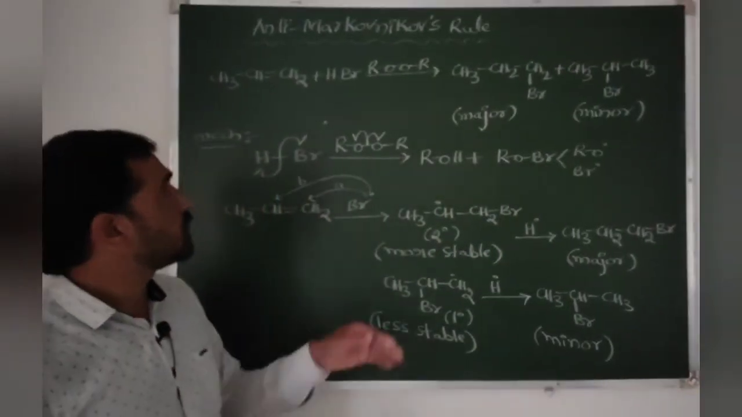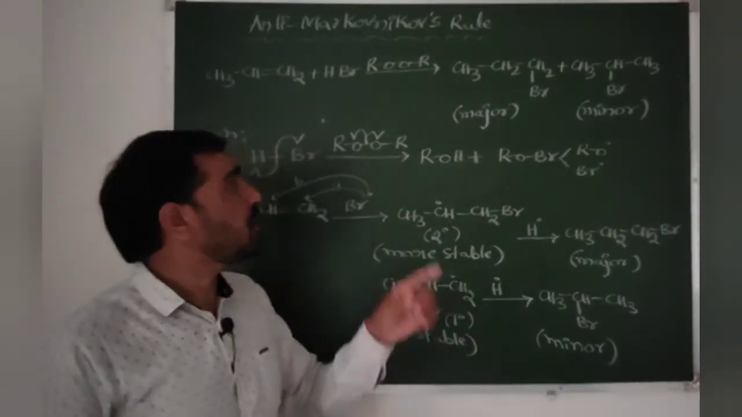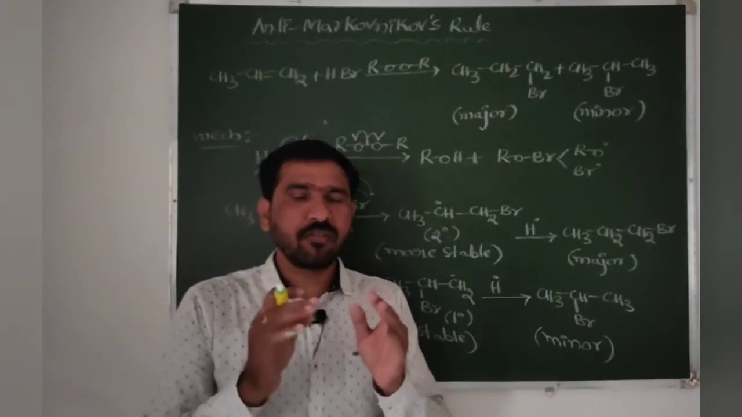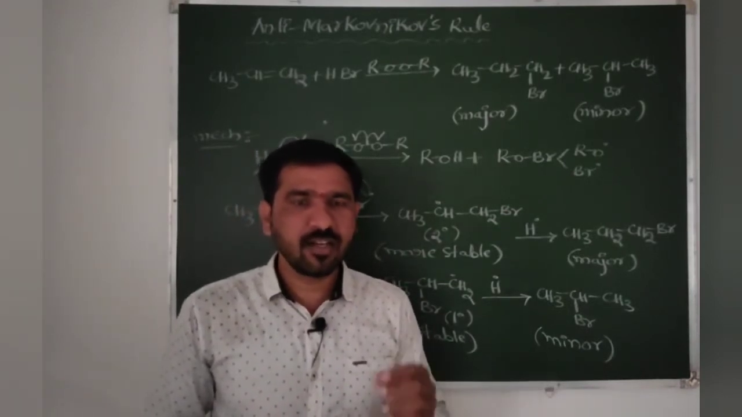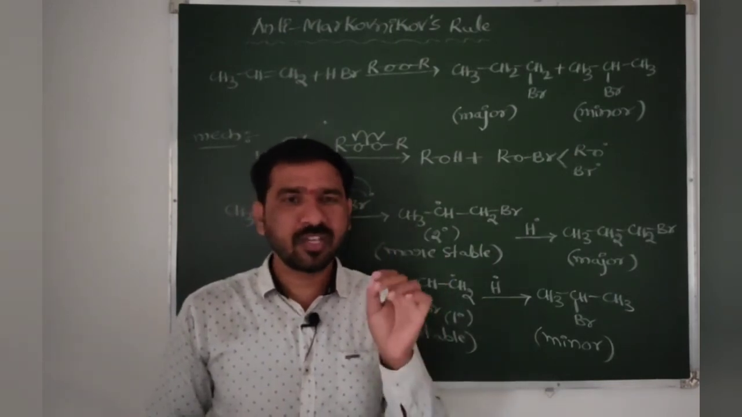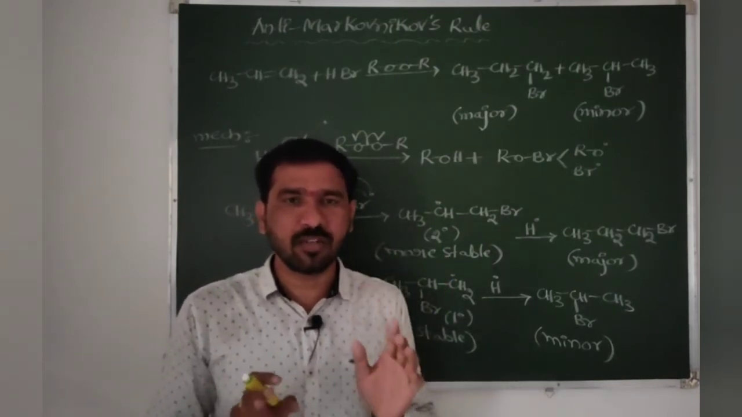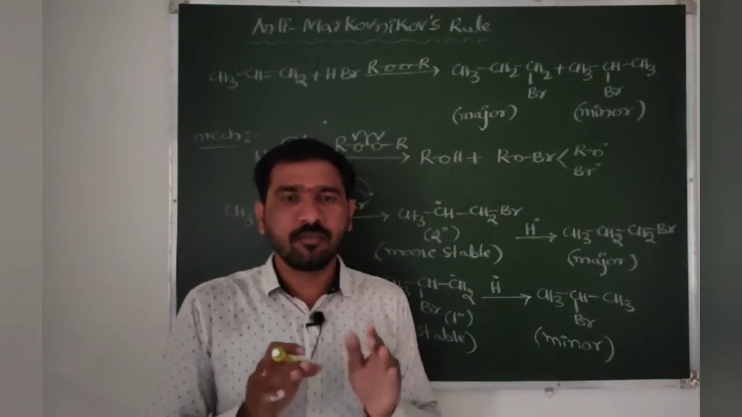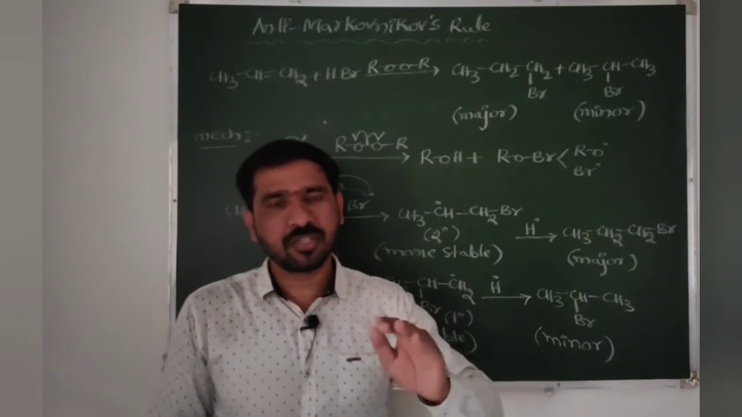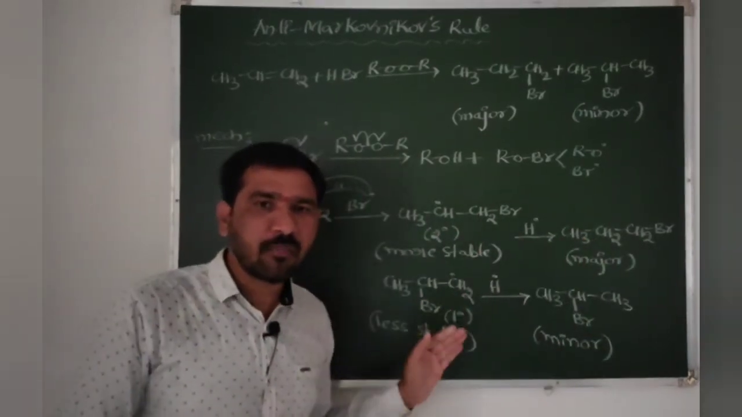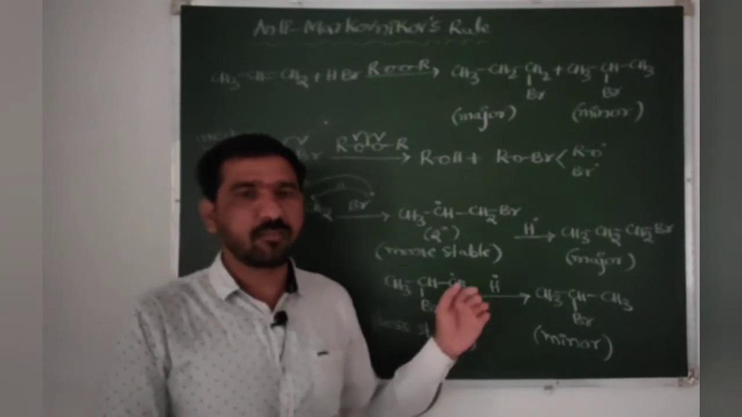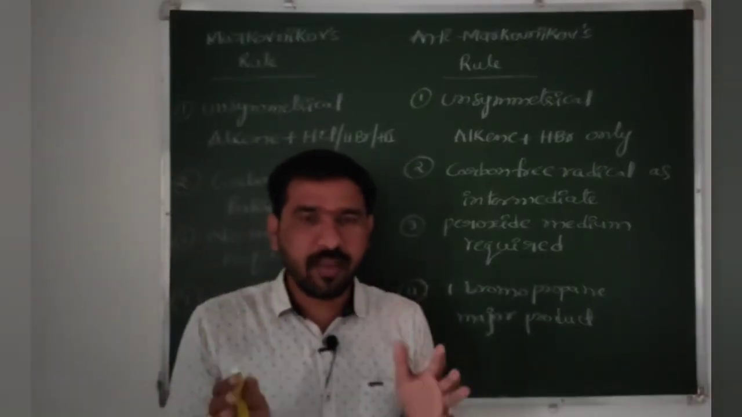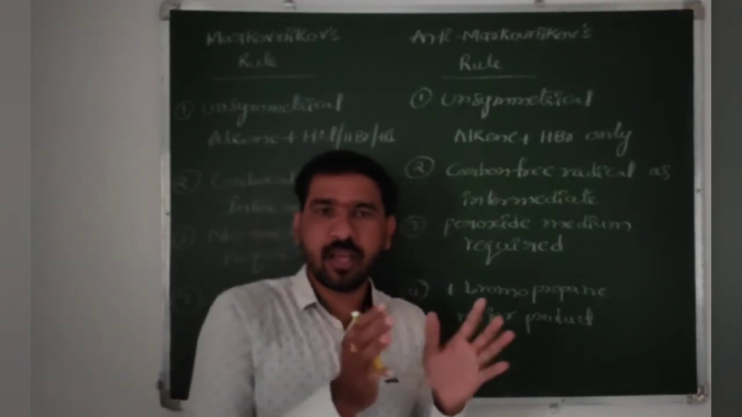Okay. So this is the reaction mechanism of the anti-Markovnikov rule. And remember, the intermediate of the anti-Markovnikov rule is a carbon free radical. A 2-degree carbon free radical is more stable than a 1-degree carbon free radical. This 2-degree carbon free radical, which is more stable, then produces the major product. The 1-degree carbon free radical, which is less stable, then produces the minor product. Is it clear? Then coming to the main differences between Markovnikov rule and anti-Markovnikov rule.